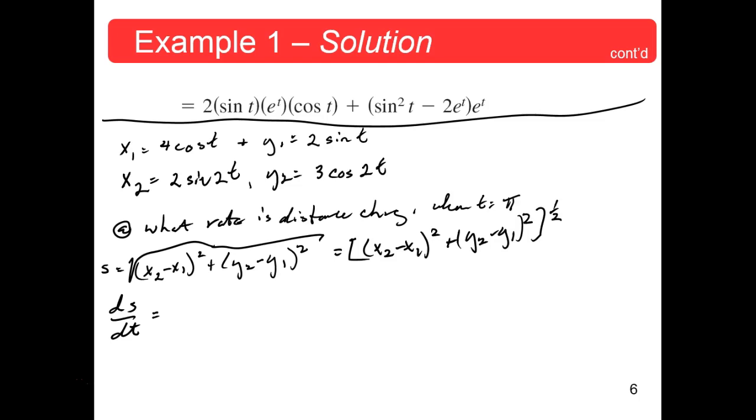This is somewhat of a strange problem. They do draw a picture here, which I don't really want to draw, but please look at it in the book, okay? You see they pick a few somewhat random times to compare this. They look first at t equal pi thirds, and then t equal pi halves, and then t equal pi. And we're interested in what's happening at t equal pi.